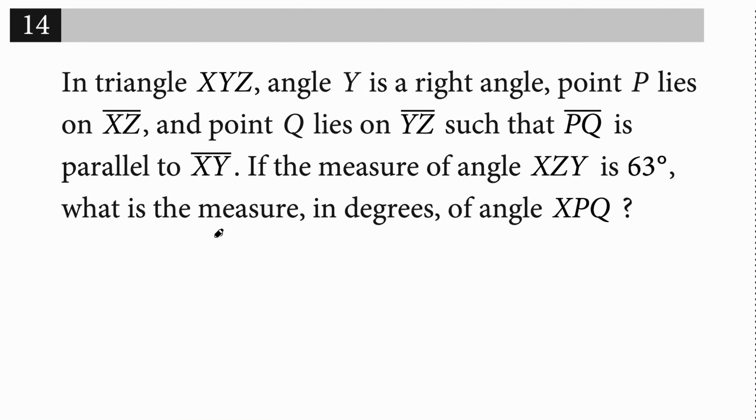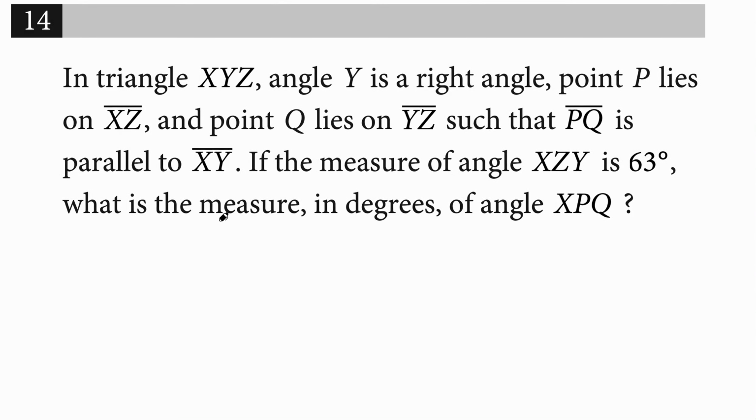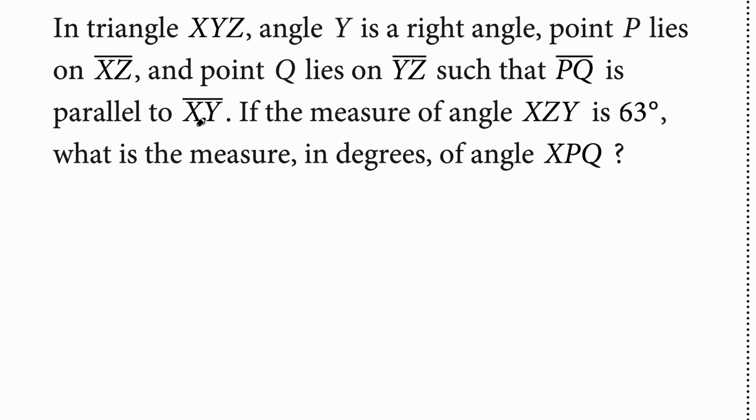Number 14, a question of triangles. In triangle XYZ, angle Y is a right angle. Let's draw it. So Y, X, and Z. Point P lies on XZ.